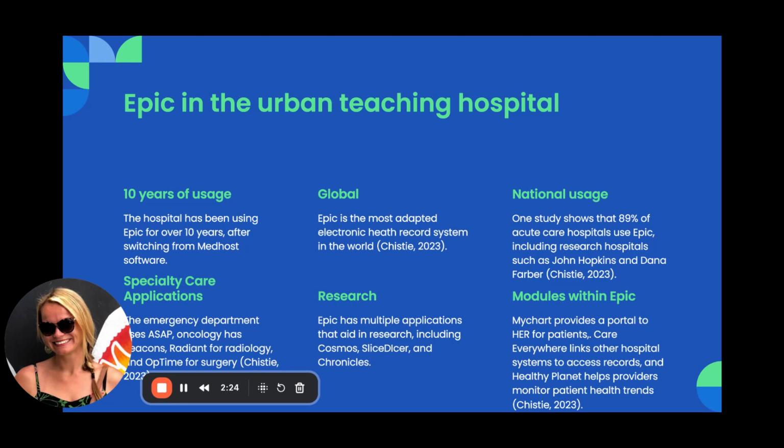The different applications within Epic are specific for different areas. The emergency department uses ASAP, oncology uses Beacons, Radiant has radiology, and OpTime is used for surgery. Epic Software Systems has multiple applications that aid in research, including Cosmos, Slice Dicer, and Chronicles. And within Epic, there's different modules, including MyChart, which provides a portal to patients and for electronic health records. Care Everywhere links other hospital systems to access records, and Healthy Planet helps providers monitor patient health trends.